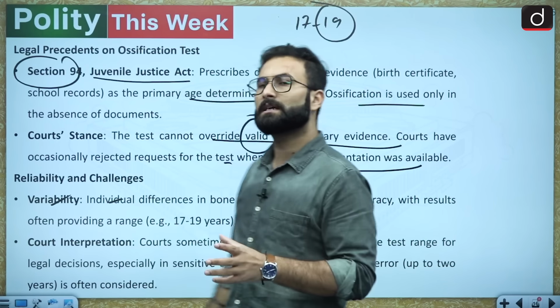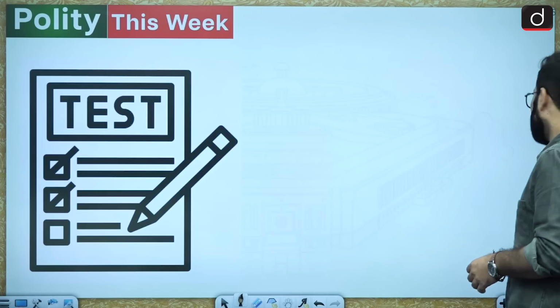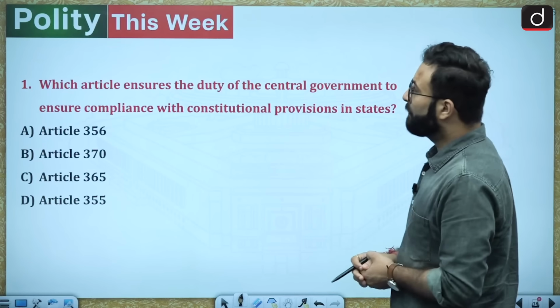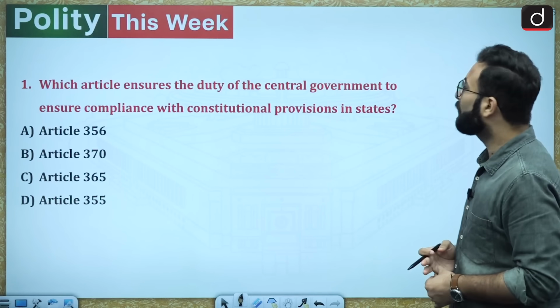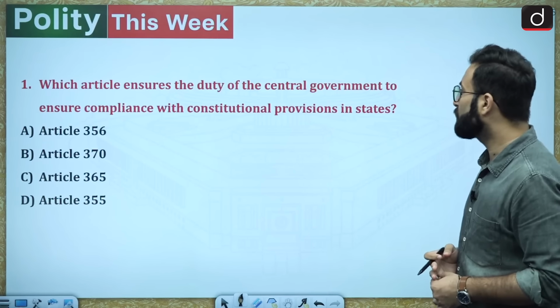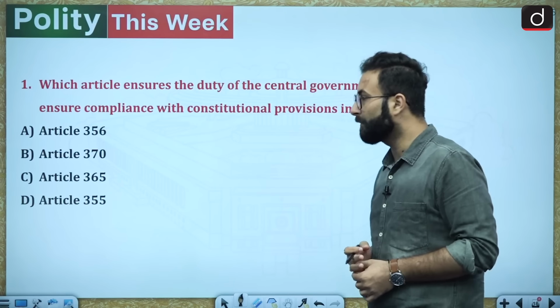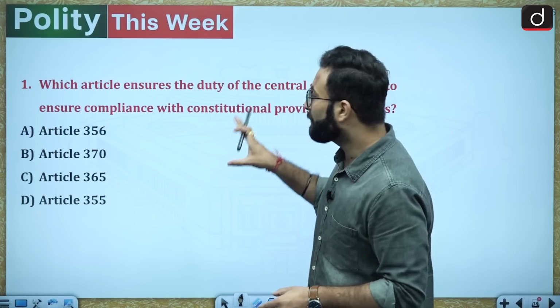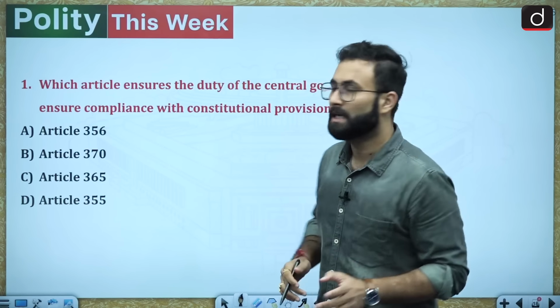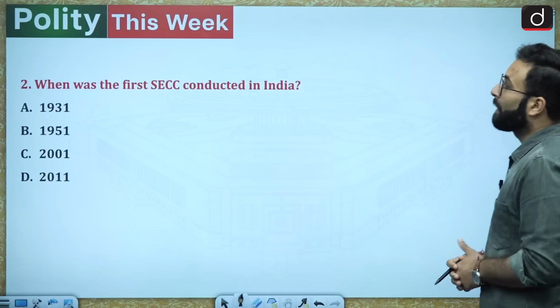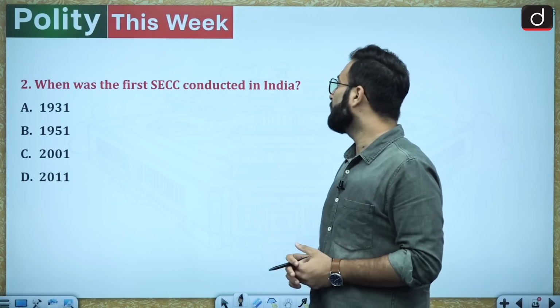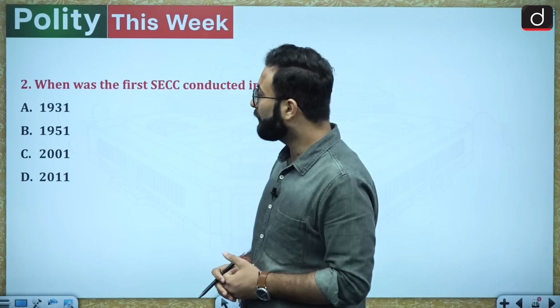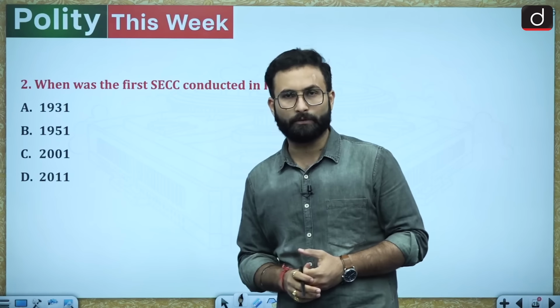Now there are certain questions which you have to attempt. Which article ensures the duty of the central government to ensure compliance with the constitutional provisions in the states? Article 356, 370, 365 or 355. You can attempt these questions and answer to me in the comment box. Second question: when was the first SECC conducted in India? 1931, 1951, 2001 or 2011.